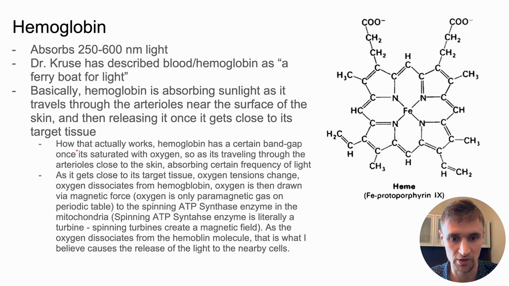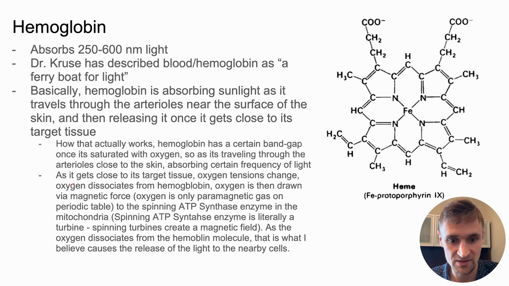But how I think it's working is, hemoglobin has a certain band gap when it's saturated with oxygen, which is 250 to 600 nanometer light, and it has a different band gap when no oxygen is bound to the hemoglobin. As the hemoglobin is traveling through the arterioles close to the skin, it's absorbing this certain frequency of sunlight, 250 to 600 nanometer light. And again, this is why it's so important to be receiving daily sunlight, because this is only happening assuming you're actually outside in the sunlight. So just another reason why getting your healthy amount of daily sun exposure is really important.